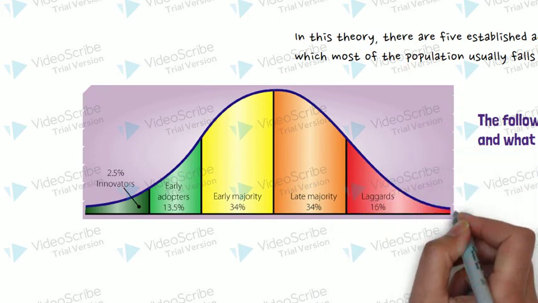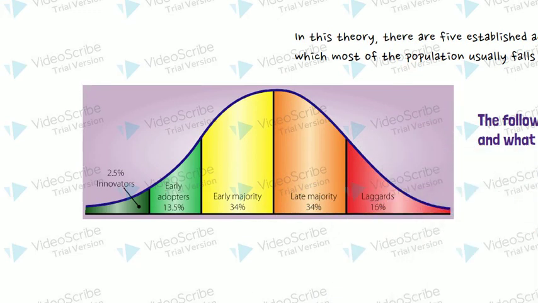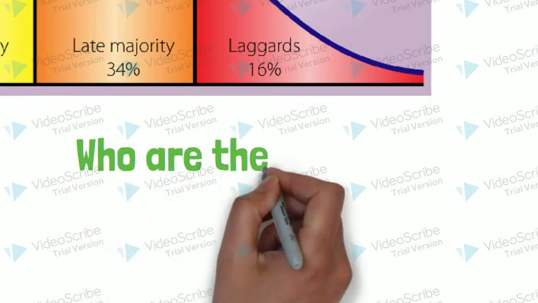So the first category, there's 2.5%, which is the innovators, then early adopters 13.5%, early majority is 34%, along with late majority also 34%, and laggards 16%.